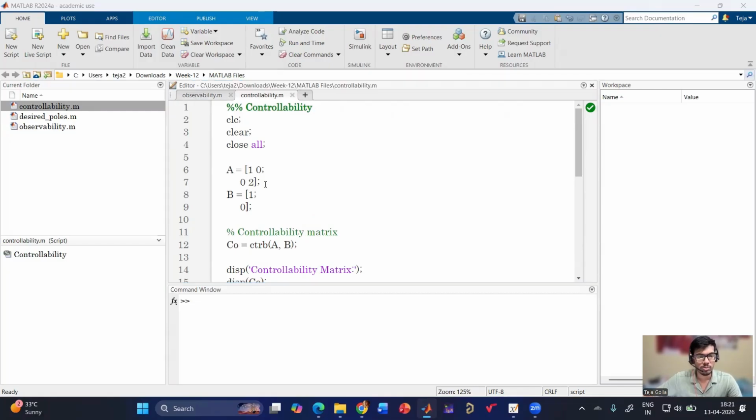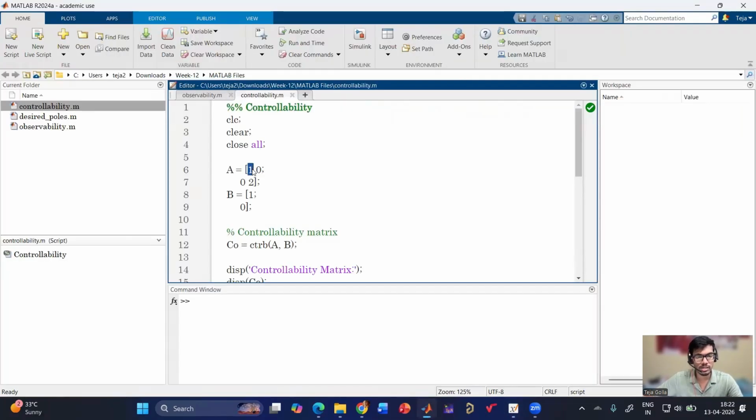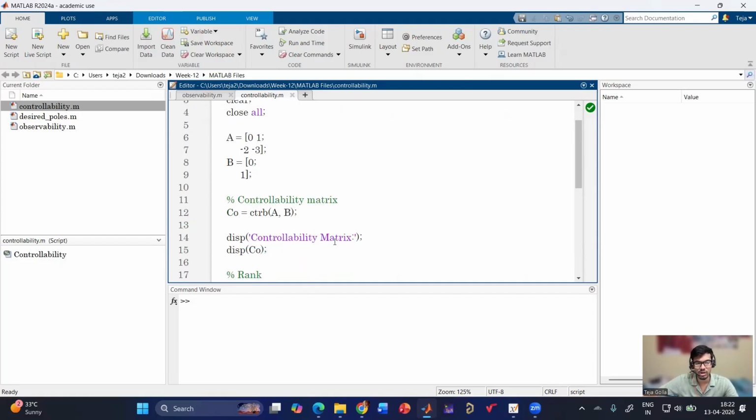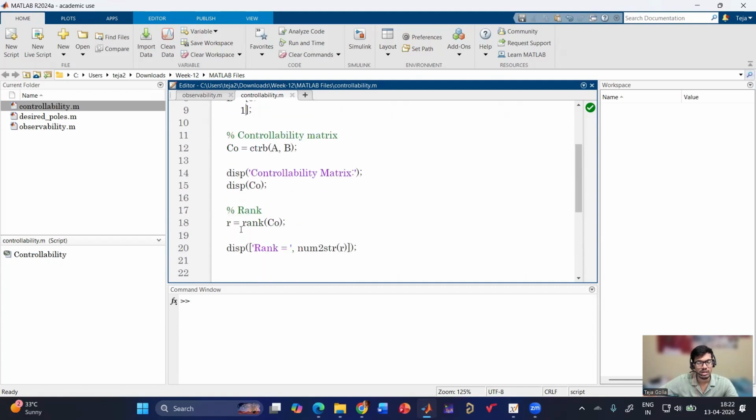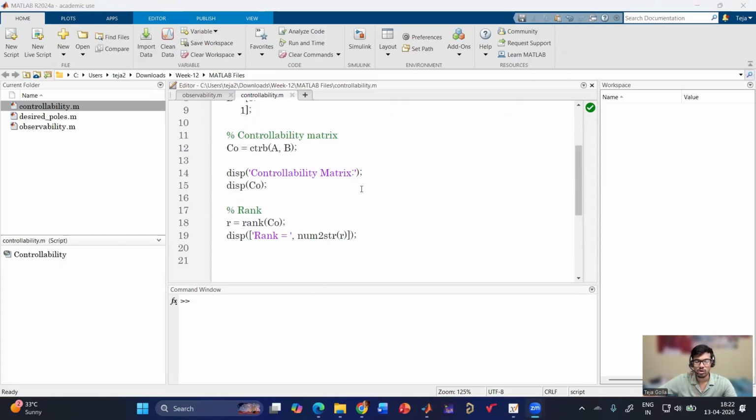So controllability. So my A matrix is 0, 1, -2, and -3. And B is 0 and 1. So I'm checking the controllability of this system. So there is a command to calculate the controllability matrix, which is ctrb(A, B), and then we can display the controllability matrix, which is Co, and then there is this command rank of Co, which will give the rank. So based on the rank, now we can say whether it is controllable or not.